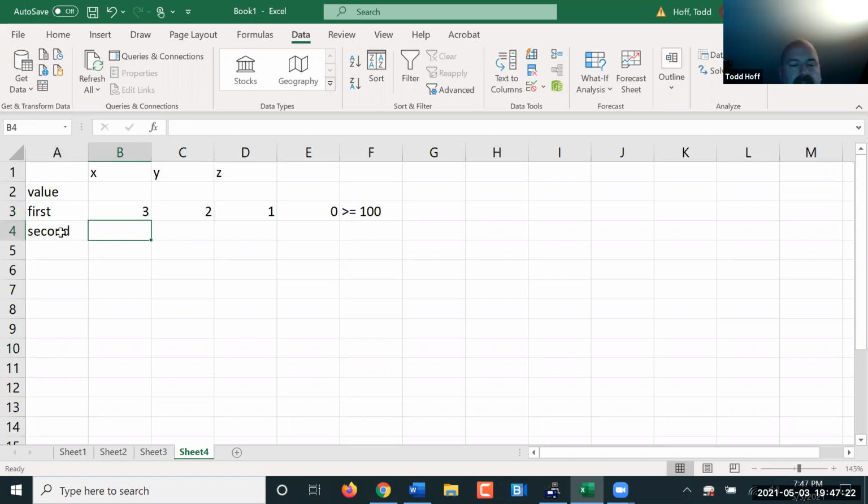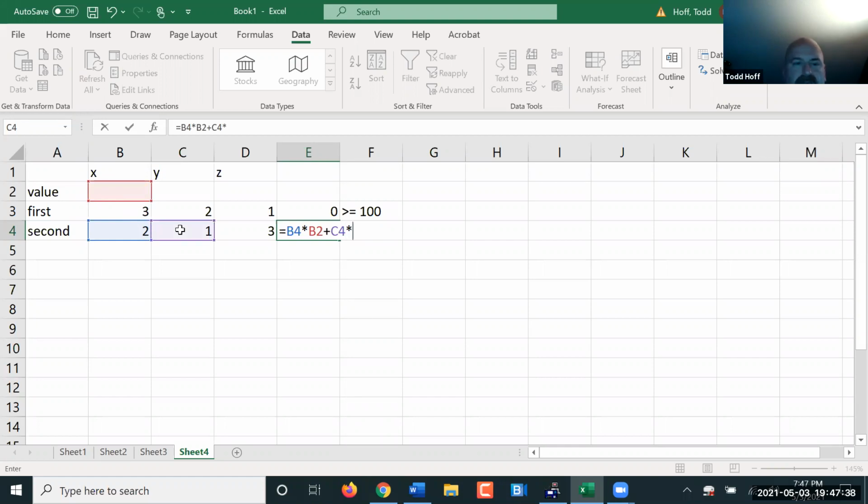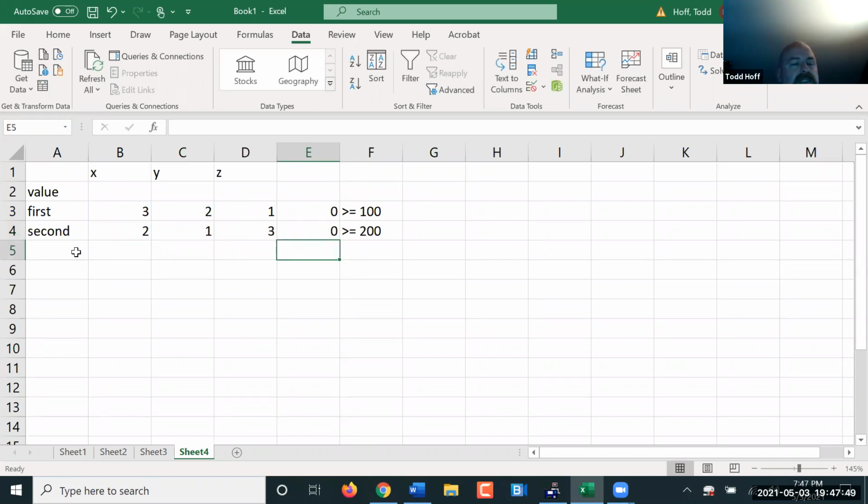My second constraint is 2x plus 1y plus 3z, and I want that to be greater than or equal to 200. So again, I'll put in this formula: equals 2 times the value of x plus 1 times the value of y plus 3 times the value of z. And again, that'll be 0 because there's no values for x, y, and z right now.